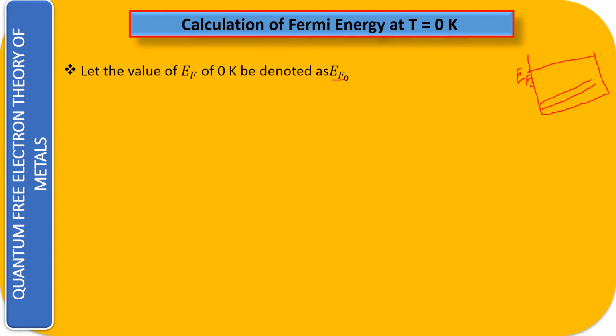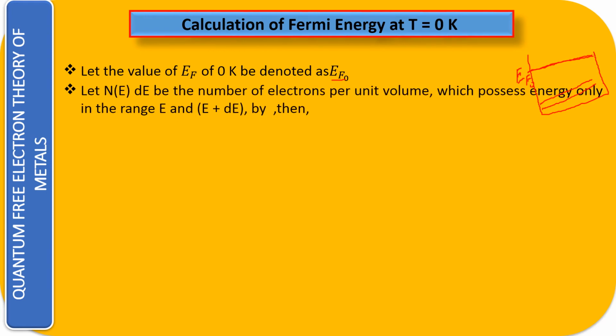So at 0 Kelvin, the highest energy occupied by any electron is equal to EF naught. Naturally, the minimum energy occupied by any electron we can take as 0. Let dE be the number of electrons per unit volume. We don't know the total number of electrons, so let us suppose per unit volume, between the energy E and E plus dE, the number of electrons is N.